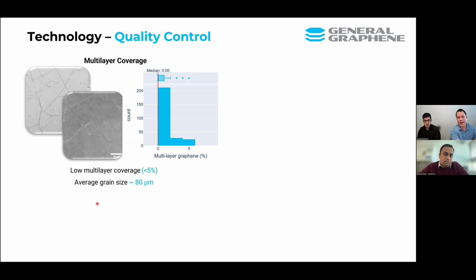As I mentioned, we collect a lot of SEM images as part of this quality control process. Here are a couple of examples of SEM images that you may see for our material. From this, we extract things like multilayer content. On the right here, you see another histogram showing the extracted multilayer content from our production runs. Actually, we find a median coverage of 0 for these regions that we sample. However, our specs for multilayer content allow us to go up to about 5% multilayer coverage.